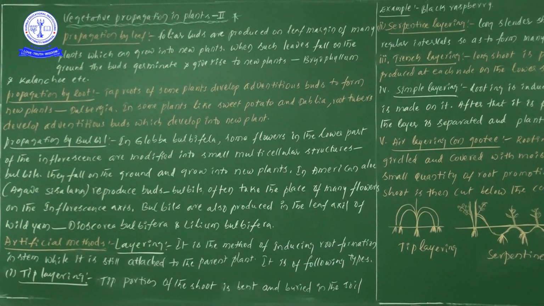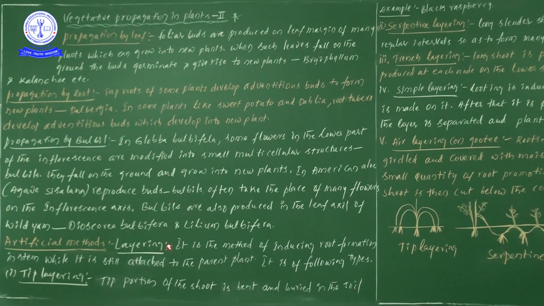These can all be taken under natural methods of vegetative propagation in plants. Now let us have a look at the artificial methods. In artificial methods, the first one is layering.